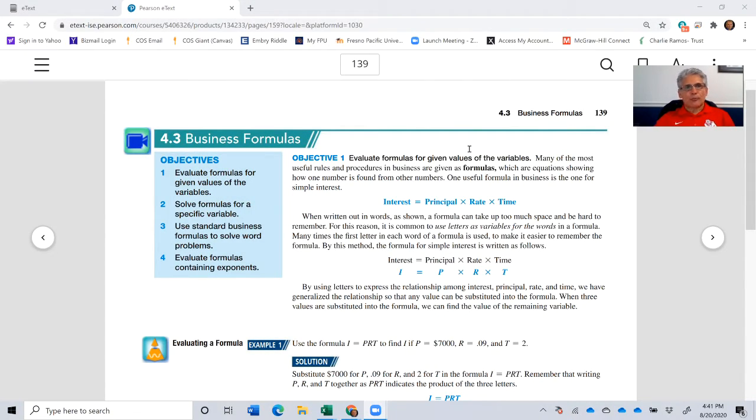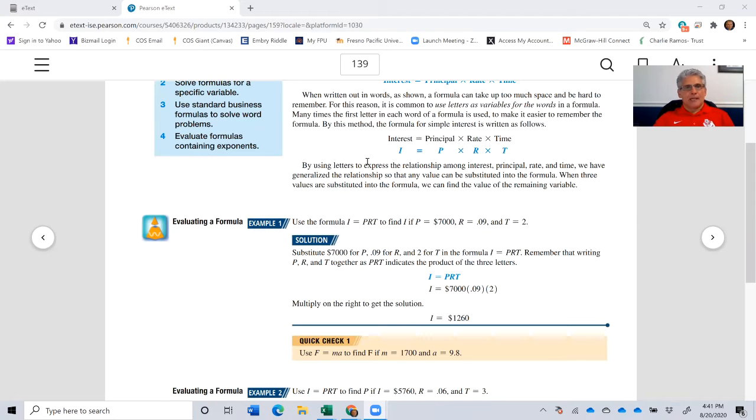4.3 business formulas. A basic business formula that is commonly used: interest equals principal times rate times time. I equals P times R times T. I equals PRT.